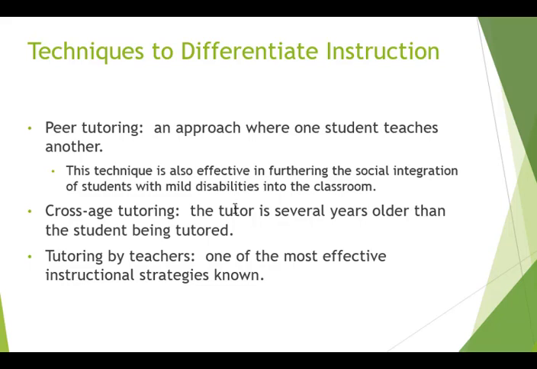Cross-age tutoring is the idea that you have older children tutoring younger children, another very common mechanism by which to do it. A seventh grader may still be in the educational process, but that doesn't mean the seventh grader can't teach a second grader how to read.